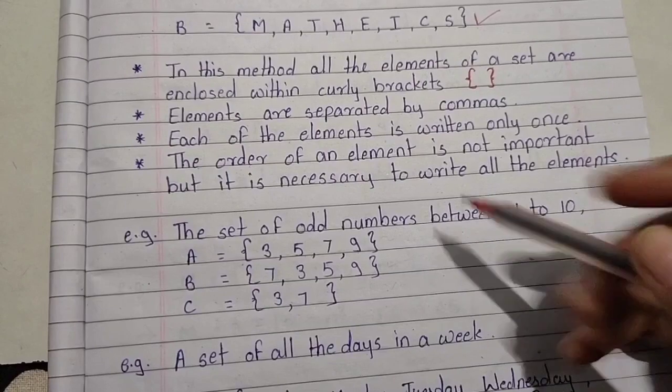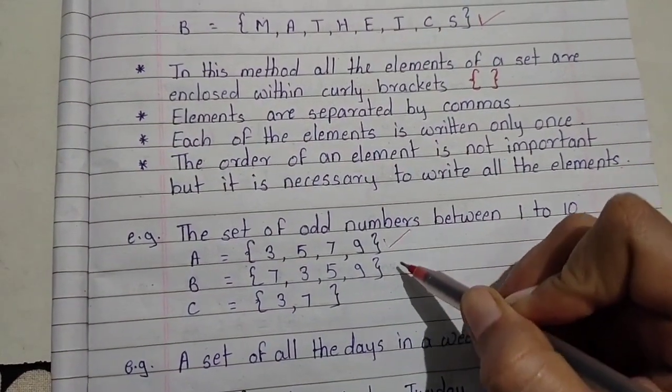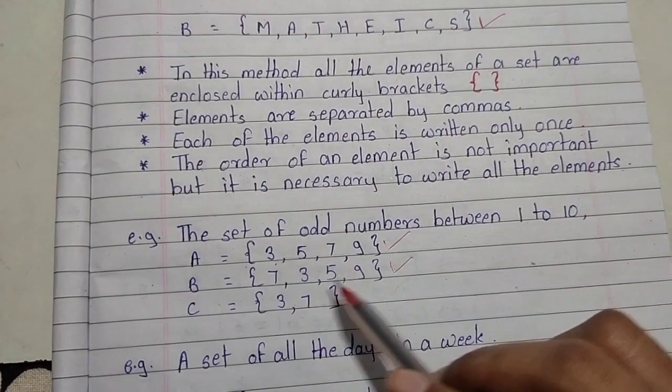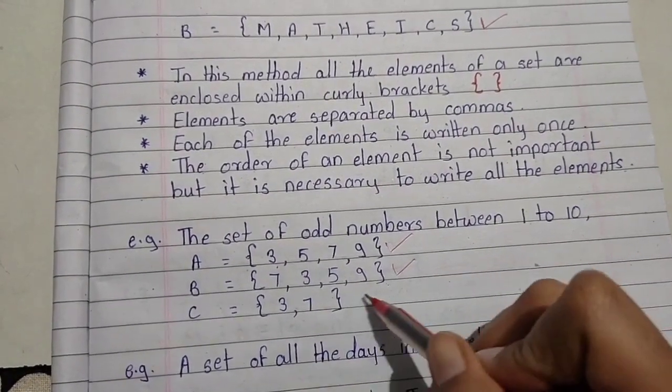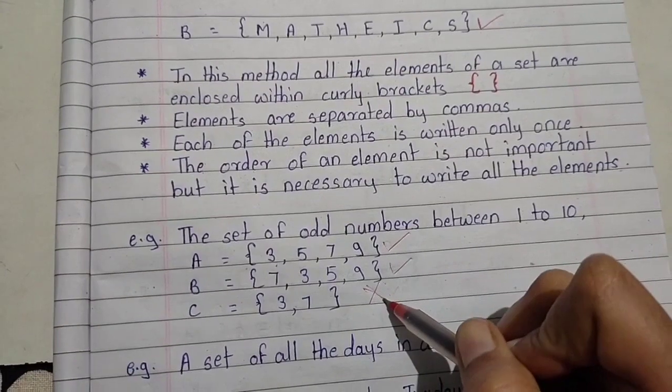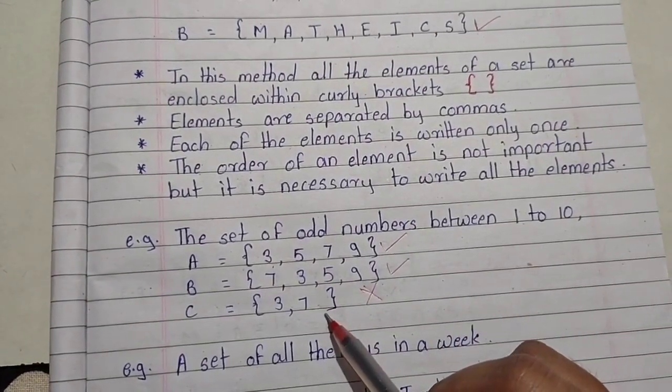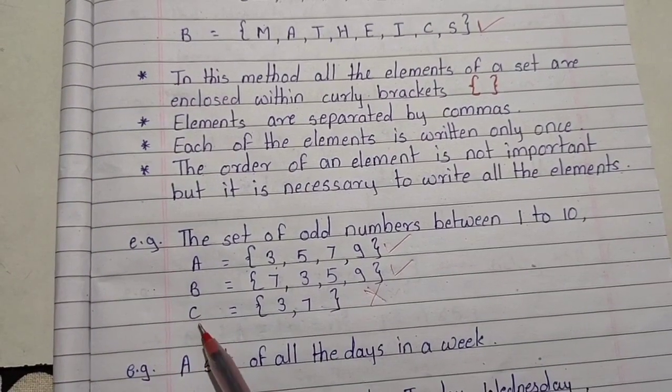So the first set is correct, the second is also correct. It means order doesn't matter, but we should include all the elements. But in set C, they skipped elements. They have not included all the elements. That's why this set is wrong.